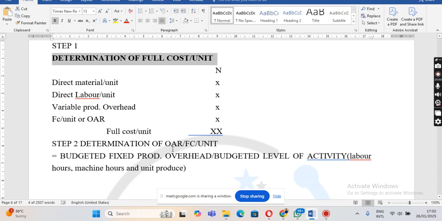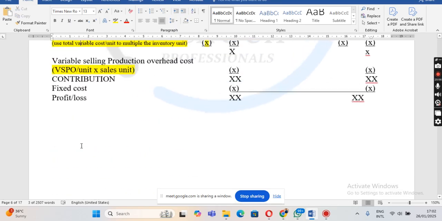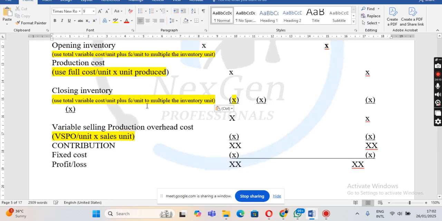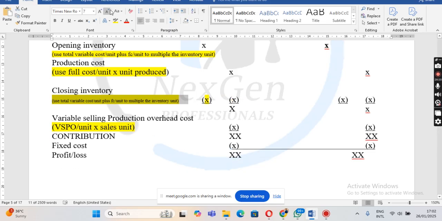Now, how do you determine your OAR? You can see the steps to determine the what? The OAR, which is the fixed cost per unit. So the same thing applies here. Then you multiply. Let me copy all that is on that side and paste it here. Okay, you can see it now.